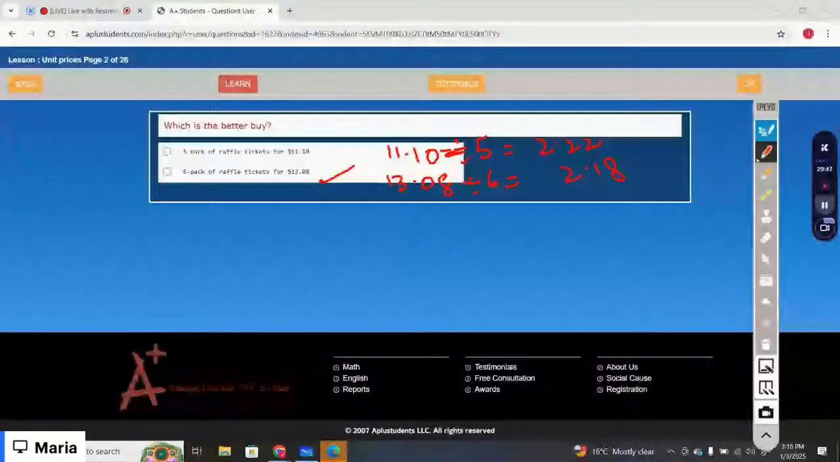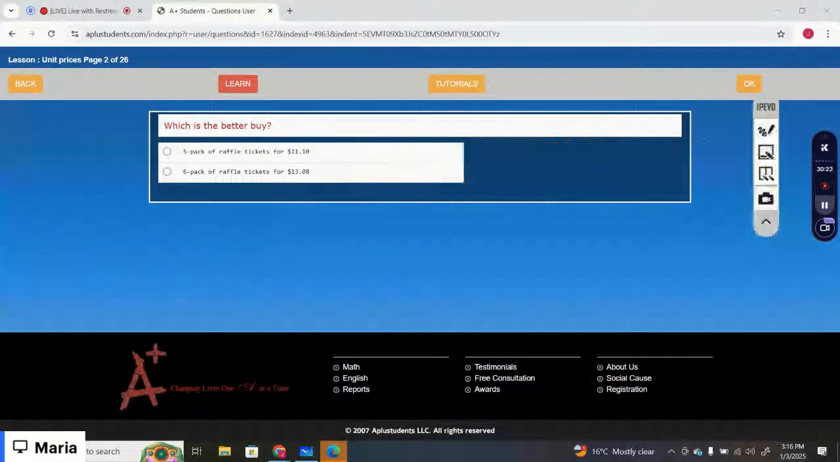Because that has the cost of the one item lower than the other one, right? So that is the best buy. Option number 2 is the correct option. Okay, let's just move on to next one.